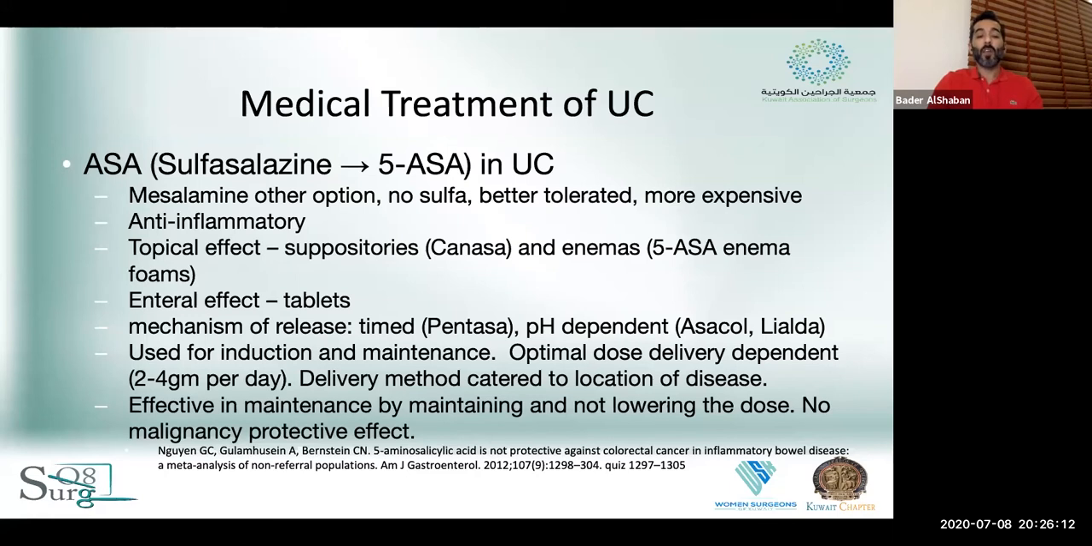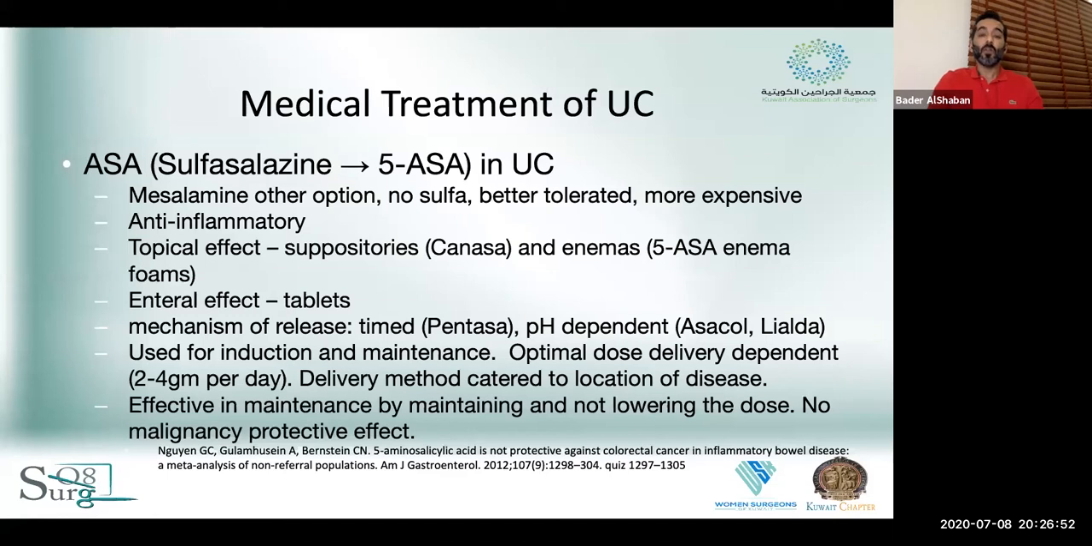The mechanism of action is also dependent on the formulation of these drugs. So some of them are time-release, such as Pentasa, and some of them are pH-dependent, such as the Asacol and the Lialda drugs. For example, as the pill detects the changes in the pH in the transition from the distal ileum towards the ascending colon, then those pills start dissolving and releasing their contents. The delivery method will be catered towards the location of the disease in general, and therefore the optimal dose will be delivery dependent.